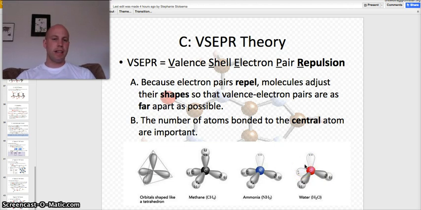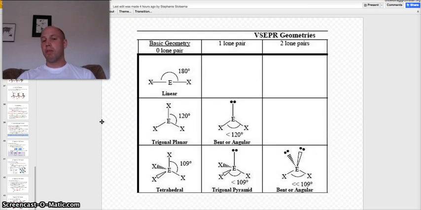And so it's this idea that electrons repel. And so in all 3 of these pictures, we see that everything is spacing themselves out as equally as possible. They're trying to get as far away from each other, whether it's an actual atom that's bonded or whether it's a lone pair. And so there's 2 things that are going to be important for us: the number of atoms bonded to the central atom, and also we want to pay attention to the number of lone pairs.